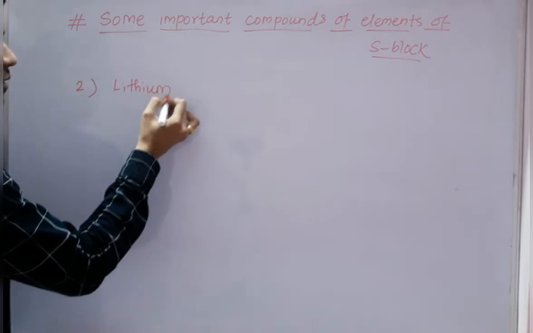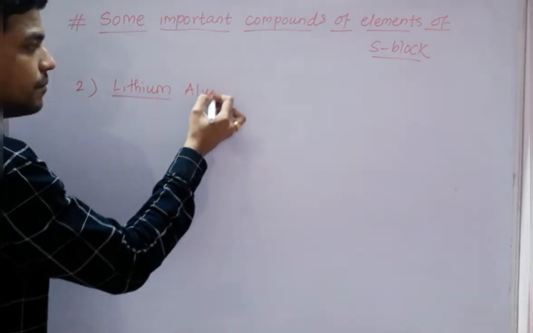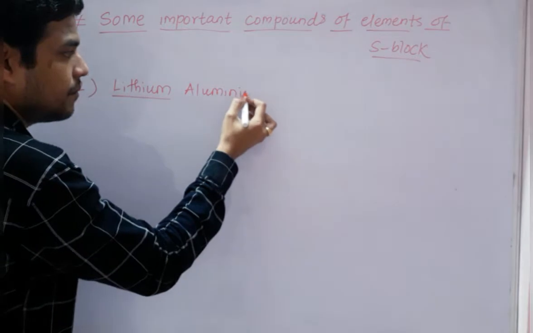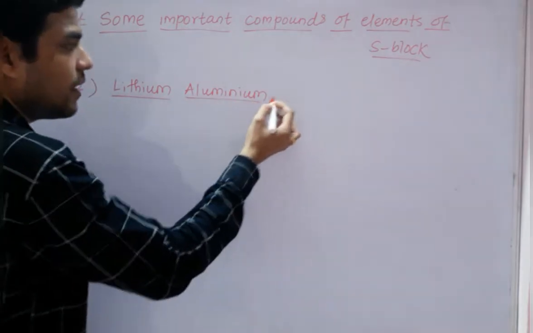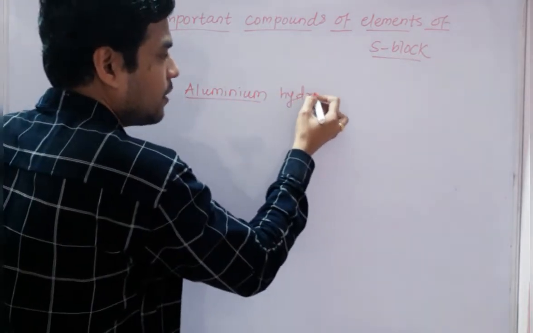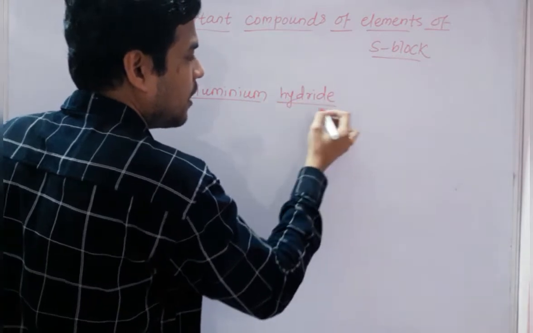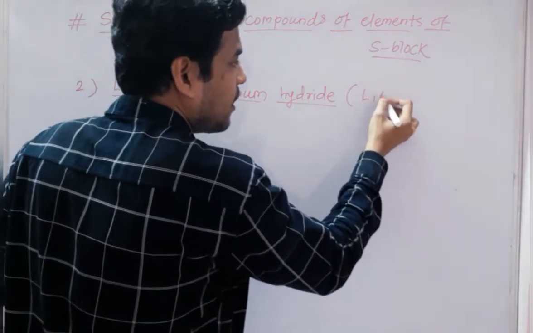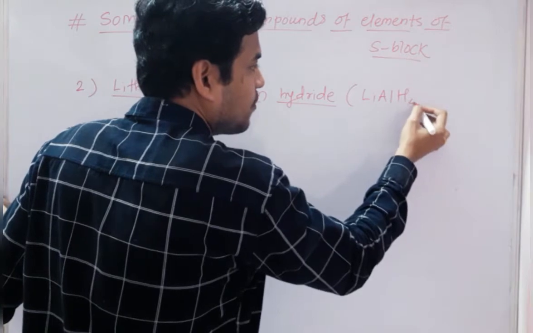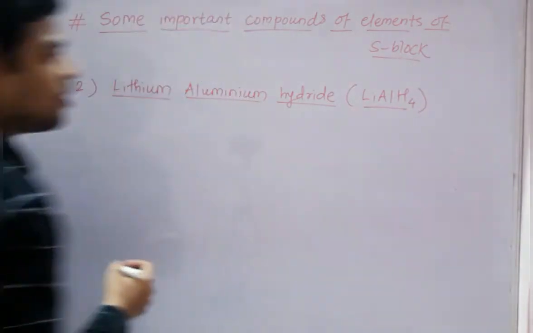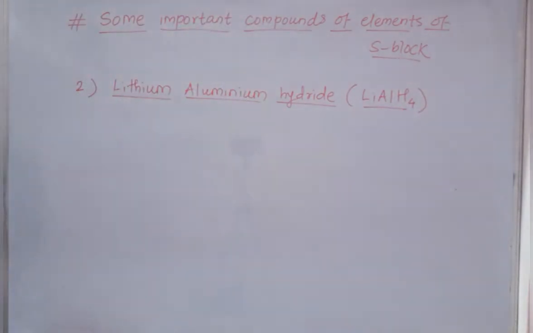लिथियम एल्यूमिनियम hydride. Okay, lithium aluminum hydride. What is the formula for it? LiAlH4. Lithium aluminum hydride. It's a compound of lithium.